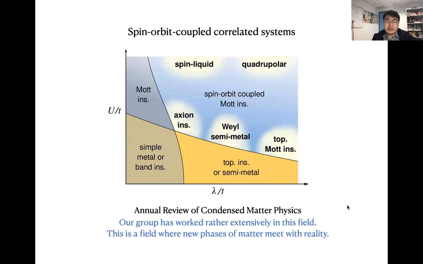In addition, our group has worked rather extensively, starting from my graduate school time with my supervisor, Leon Balents, and others. So we worked on so-called spin-orbit coupled correlated materials. This is really a large, vast, unexplored field of condensed matter or solid-state physics, where these materials have a substantial spin-orbit coupling and at the same time experience strong electron correlations, and many exotic and interesting quantum phases can emerge, and many of them have not been carefully studied, especially theoretically.